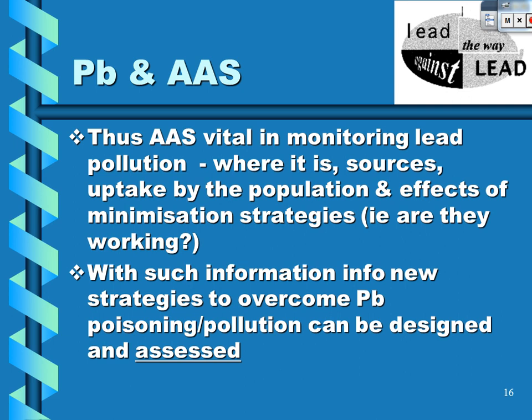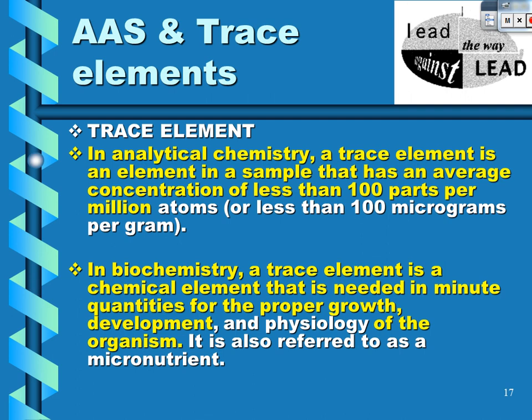So thus, AAS is vital in monitoring lead pollution, where it is, sources, uptake by the population, and effects of minimisation strategies. Are the strategies actually working? And with such information from AAS, new strategies to overcome lead poisoning and pollution can be designed and assessed. So it's a constant feedback. They try and improve the pollution, they can then monitor it, and then come back and decide, do they need new strategies or are the strategies working?